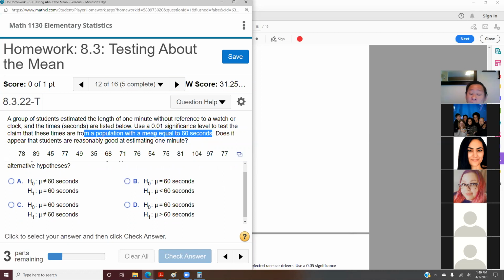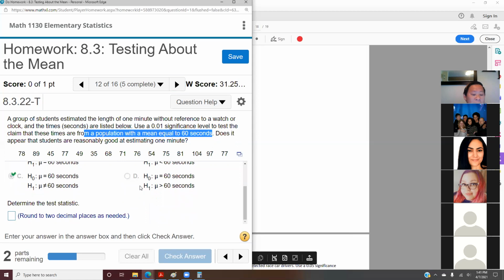No. Again, every time you test for equal, what do you test against? If you have equal, the alternative is not equal, so that would be C. Your answer should be C in this case.